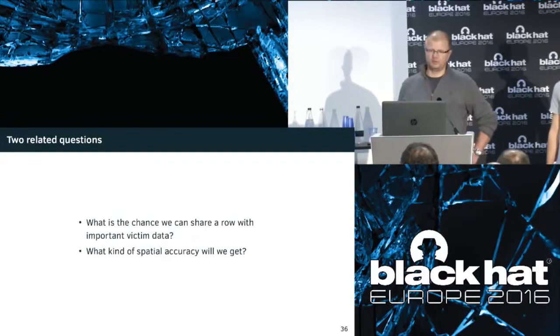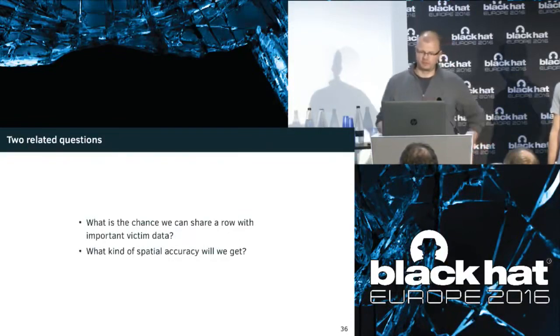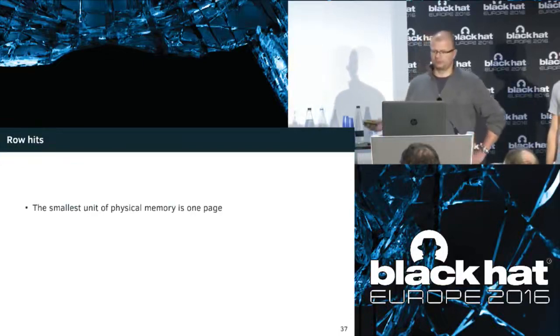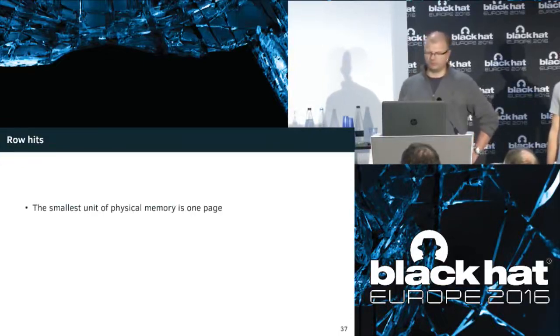I have to explain this spatial accuracy. Imagine that handle uppercase and handle lowercase are very small functions lying directly next to each other. That means they would fit in the same page, in the same row, and we would be unable to distinguish between them. So the question here is, how far apart do they have to be for us to be able to distinguish uppercase and lowercase functions in this case?